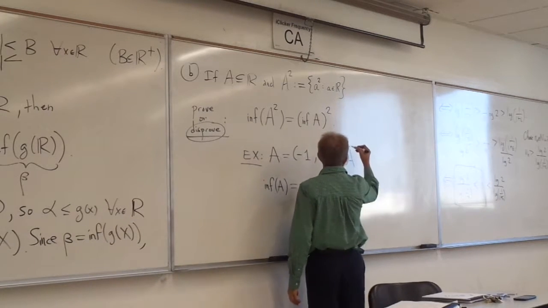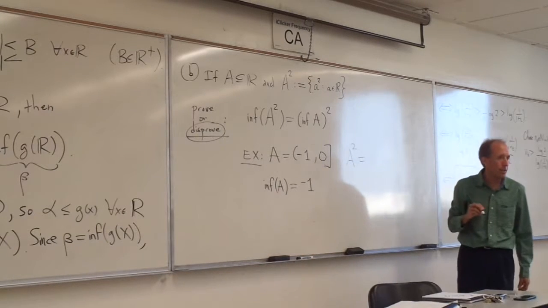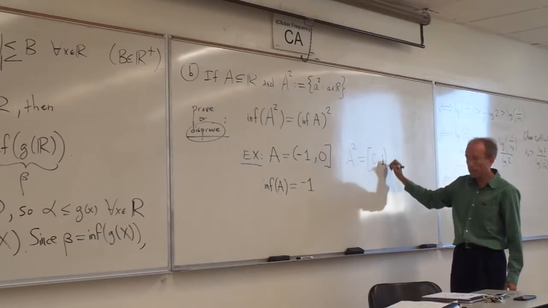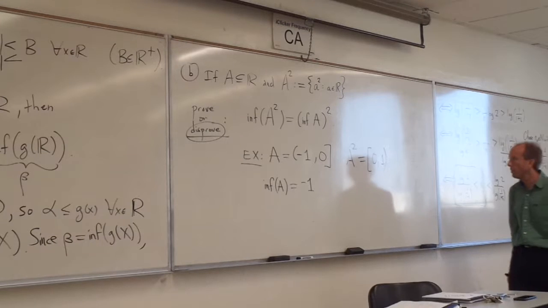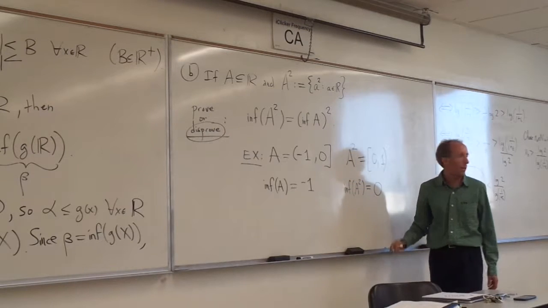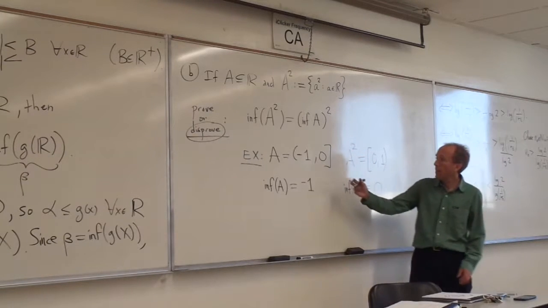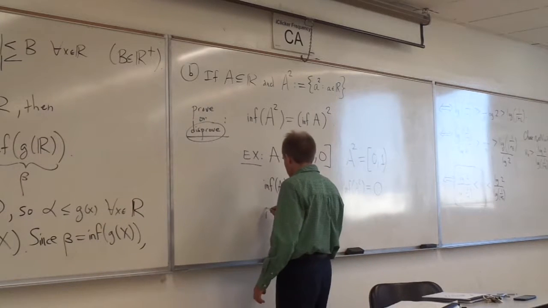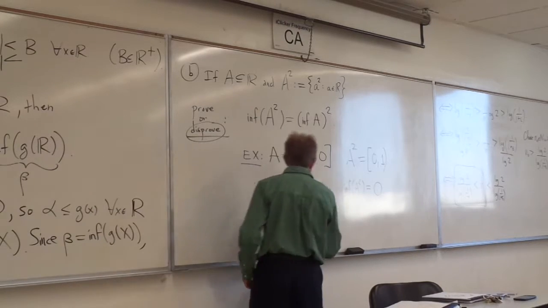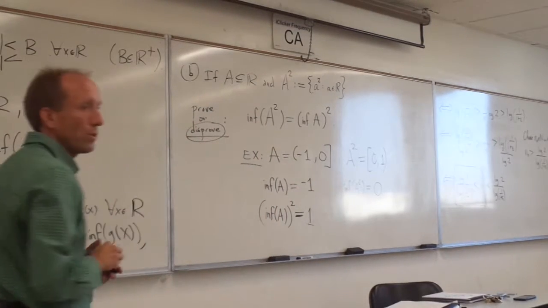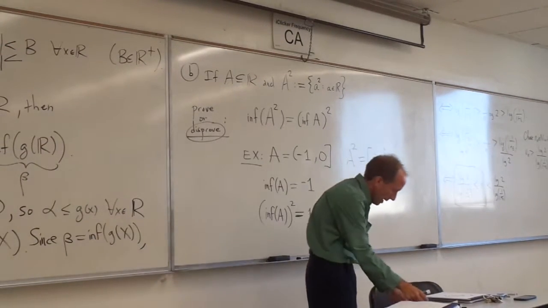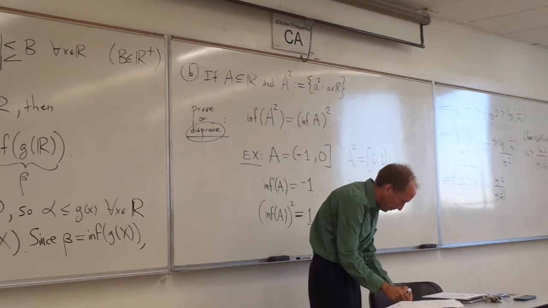Now if I work out what the set A squared is, what would be the set A squared? 0 to 1, not including 1, right? Halfway open. Okay, so then the infimum of that set would be 0, right? There you go. So the infimum of A, quantity squared, is +1, and the infimum of A squared is 0. They're not the same. So there's a counterexample. It's a nice way to come up with a counterexample.